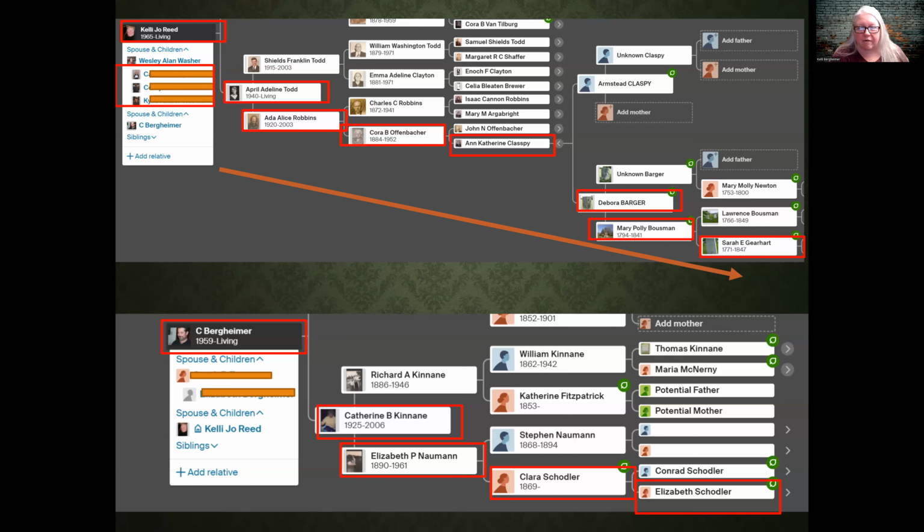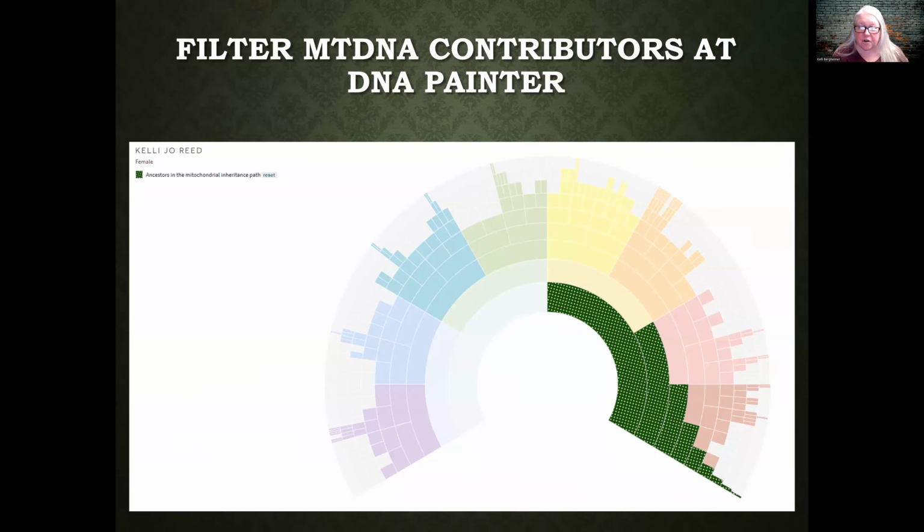So remember, it's that mitochondrial line in your family, that mother, mother, mother, mother, mother line, that bottom line of your tree. That's who gives you your mitochondrial DNA. So you can filter by mitochondrial contributors at DNA Painter. When you upload a tree to DNA Painter, you have the option of filtering for autosomal DNA, Y-DNA, X-DNA, and mitochondrial. And so this is what it looks like, all the ancestors in the mitochondrial inheritance pathway.